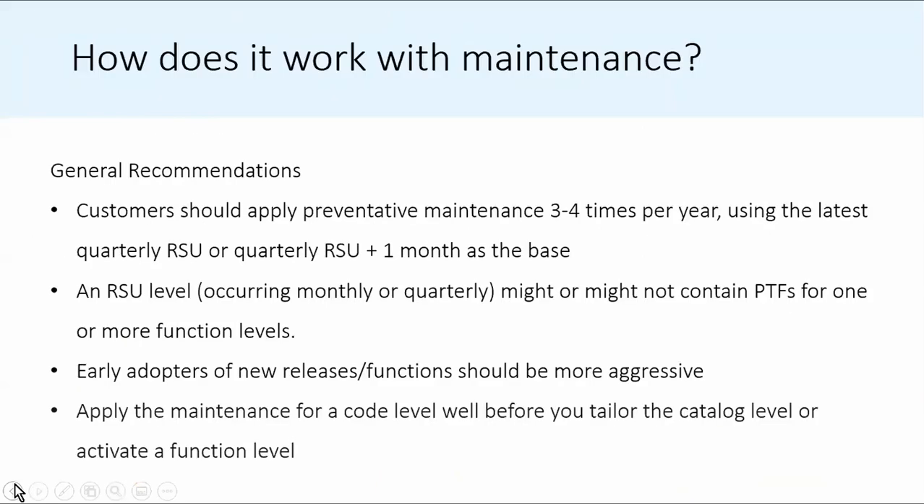So general recommendation, as I suggested before, we want you to apply maintenance 3 or 4 times a year if you can, using the latest quarterly RSU or the quarterly RSU plus 1 month as the base. And as you roll that through your environment, from your systems environment through your various development testing environments up to production, by the time they get to production, you should have gotten enough exposure and tested enough to be comfortable that it's ready for your production environments.